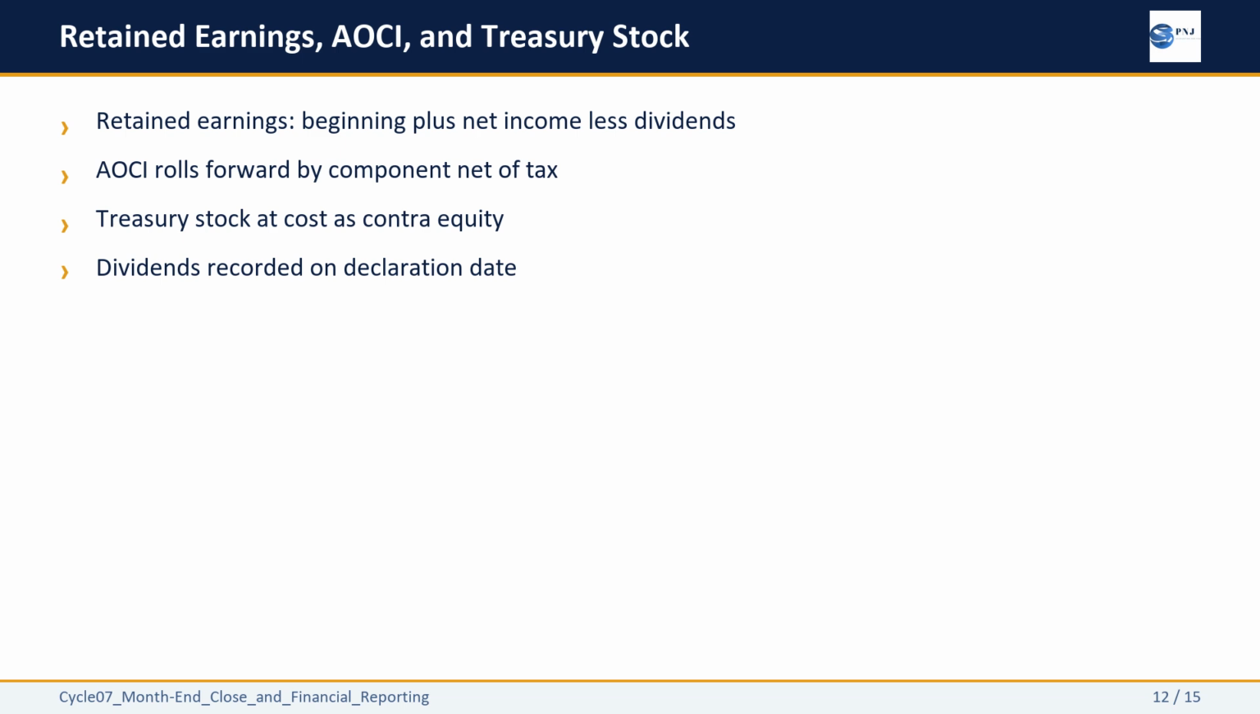Treasury stock under the cost method is recorded at cost as a contra-equity deduction, and on reissue any excess goes to APIC. Dividends are recorded on the declaration date, debiting retained earnings and crediting dividends payable, then settled in cash on the payment date. Every roll forward must reconcile back to the balance sheet.